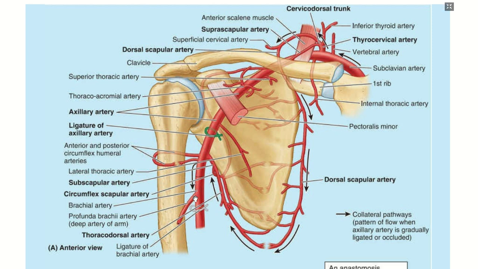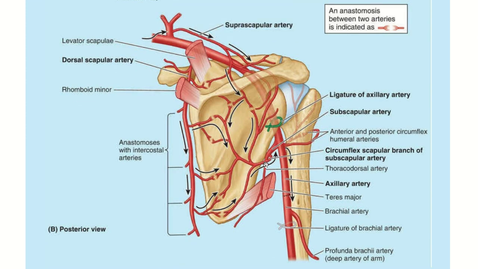So let's take a look at another diagram right here. This part is the third part of your axillary artery. It's going to give your subscapular artery. And remember, we said the subscapular artery is going to give your circumflex scapular artery. And it is your circumflex scapular artery which will run along the lateral border and anastomose with the dorsal scapular artery coming from your thyrocervical artery. So this anastomosis will give an alternative route if there is ligation of your axillary artery.